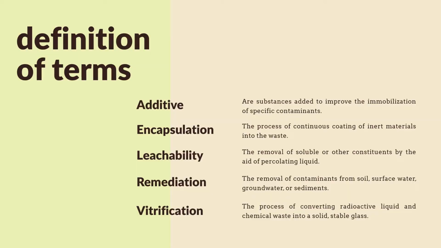Before we begin with the lecture proper, let us first define terms that we will be encountering later on as we progress. Additive. These are substances added to improve the immobilization of specific contaminants. Encapsulation, the process of continuous coating of inert materials into the waste. Leachability, the removal of soluble or other constituents by the aid of percolating liquid. Remediation, the removal of contaminants from soil, surface water, groundwater, or sediments. Vitrification, the process of converting radioactive liquid and chemical waste into a solid, stable glass.